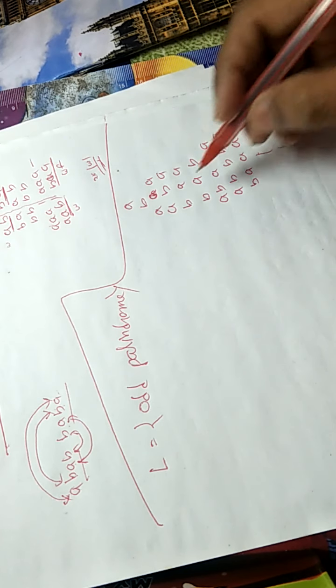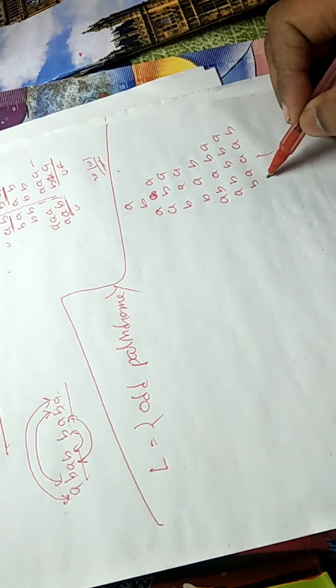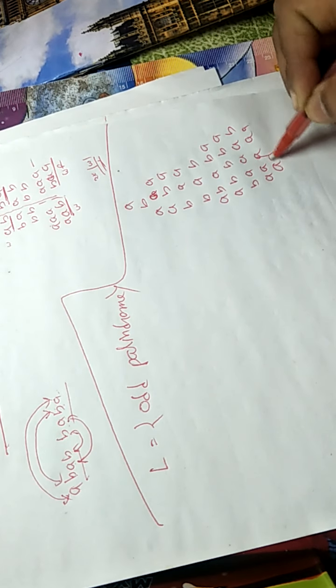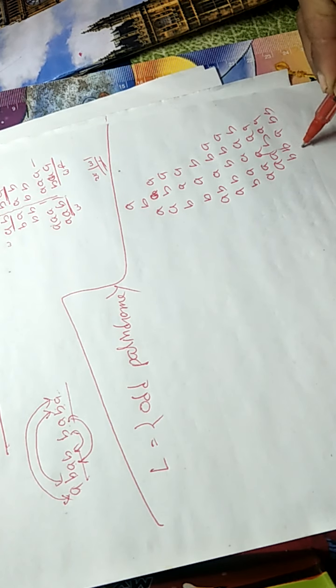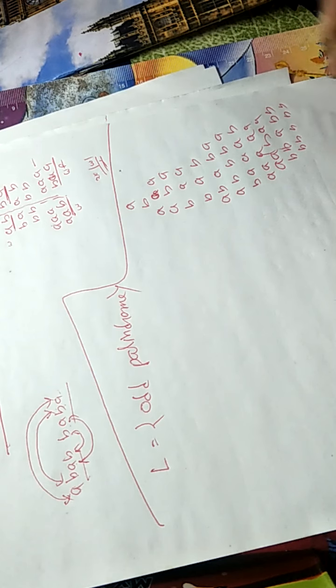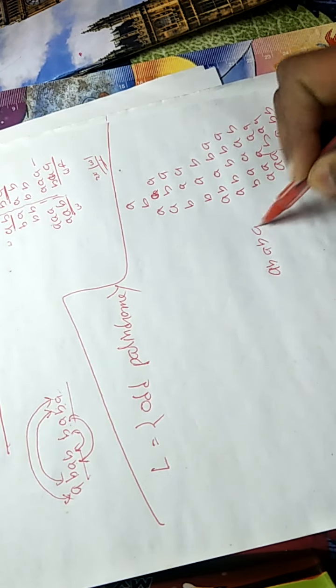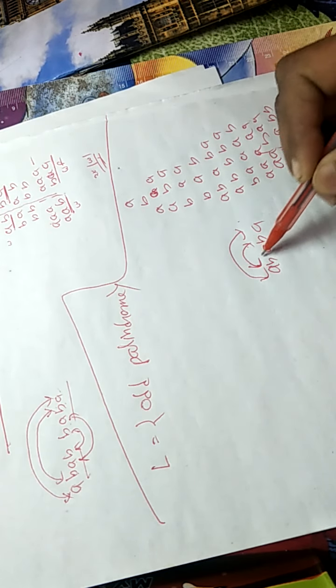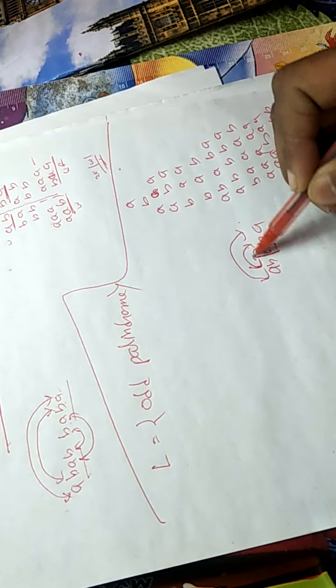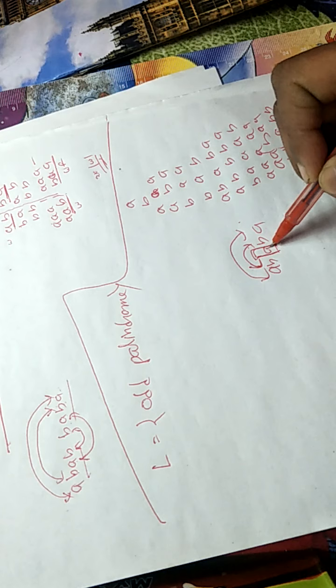So in these strings, there is something common. What is common? Here also we have to match the corners. Suppose we have A, B, A, B, A. Here also we have to match the corner A with A, B with B. But there is always a string that makes it odd at the center, either A or B.